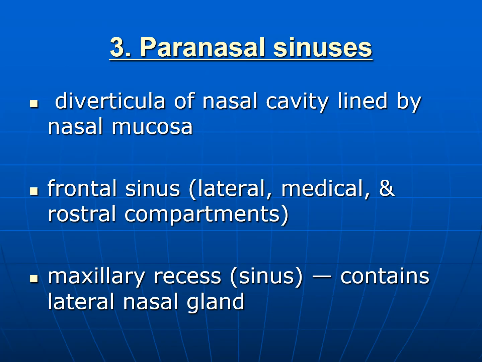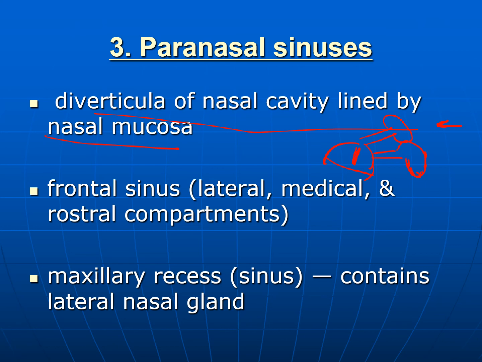The final one I'm going to talk about today is the paranasal sinuses. The paranasal sinuses are diverticula of the nasal cavity lined by the nasal mucosa. As I said, we have the nasal cavity and the nasal septum. Any extension from the nasal cavity toward the bones, for example the maxillary bone or the frontal bone, usually lined by the epithelium, is a diverticulum. So the diverticula are extensions of the nasal cavity into the bones.